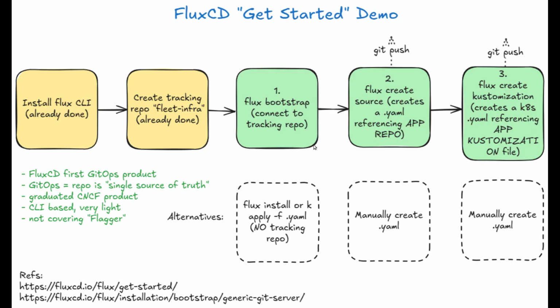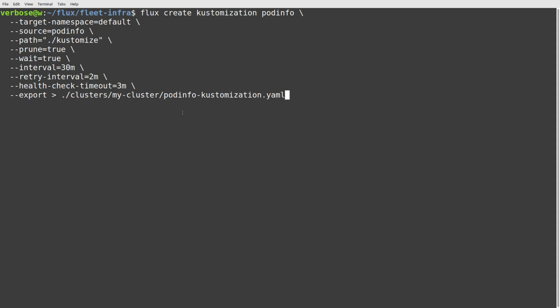Just in case you're in any doubt, what we've done is we've done the bootstrap. We've just now created the source and pushed it, and that's all synced. Everything looks good. We're now on to part 3, the final part. We're going to create the customization referencing the app customization file for the podinfo app. So here's the command. Let's run through it.